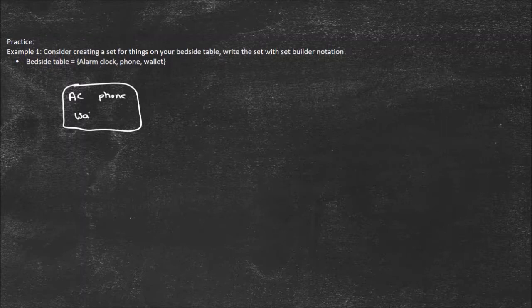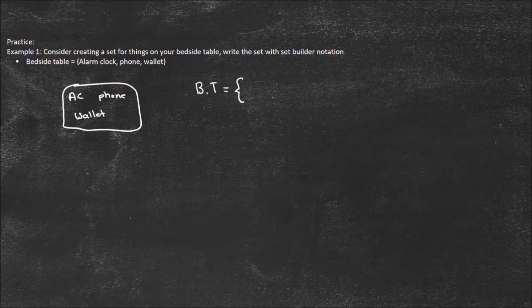But I want my set builder notation to show that if I add something to my bedside table, that needs to be added to the set. So I can't just say the bedside table equals alarm clock, phone, wallet. I want it to be a little more flexible. So I'm going to write bedside table as BT, equals.